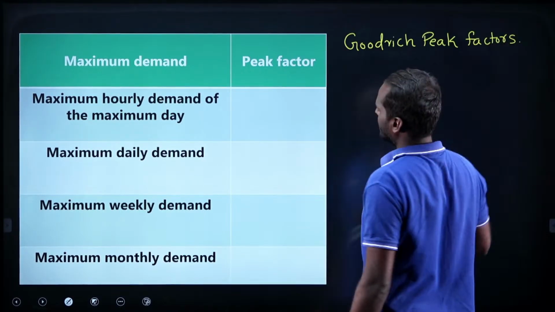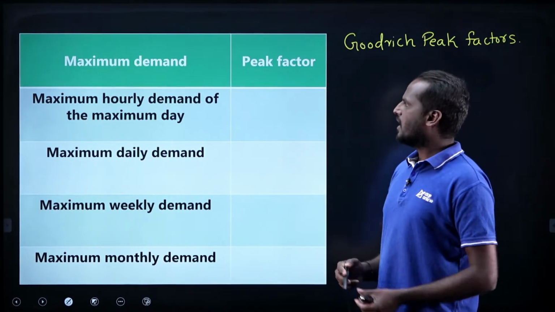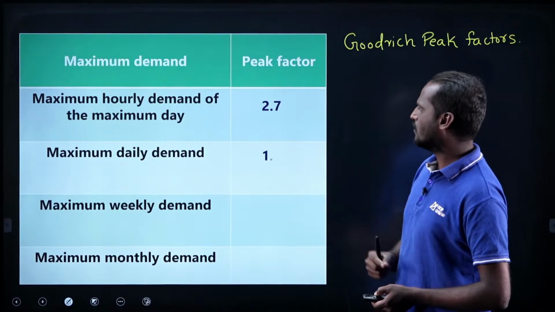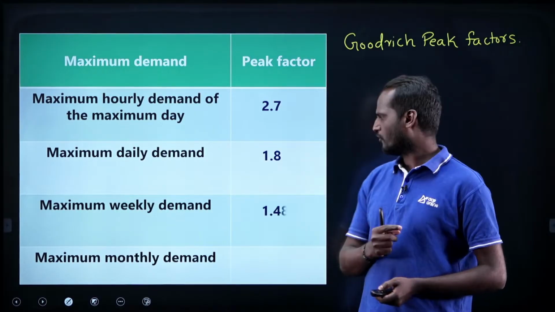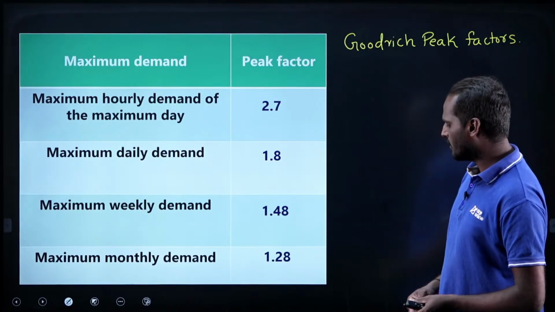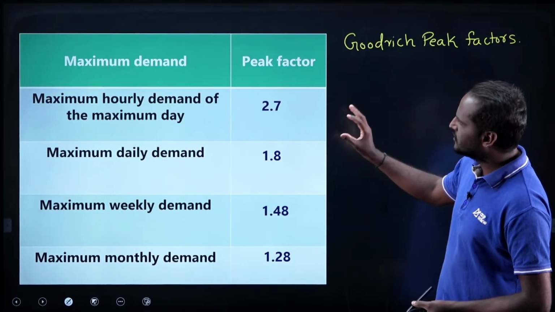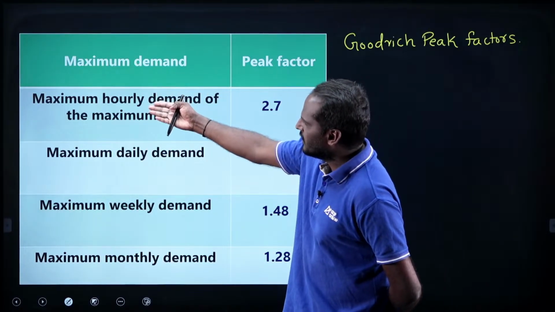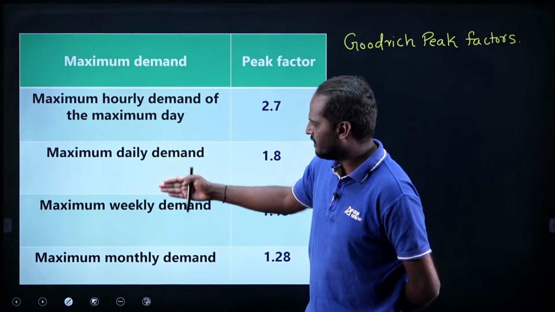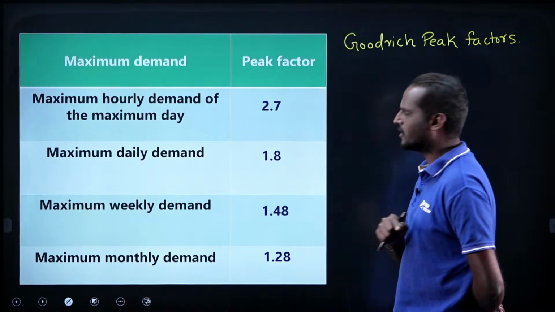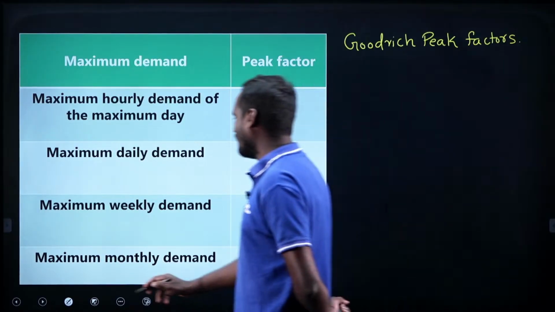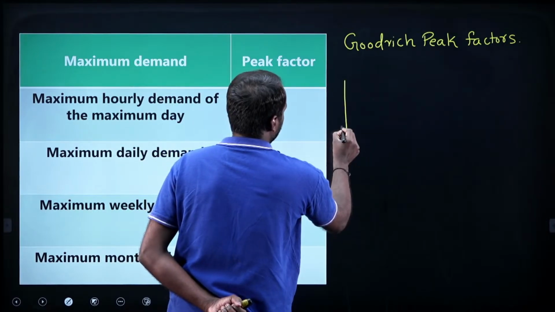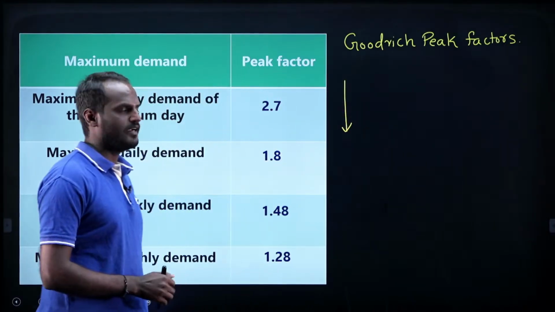What are Goodrich peak factors? Maximum hourly demand of the maximum day is 2.7. Maximum daily is 1.8, weekly is 1.48, monthly is 1.28. If you look at these factors carefully, with increase of time, hourly, daily, weekly, monthly, the factor is decreasing. You can look at the value of the factor here. The factor value is decreasing from 2.7 to 1.28, right?